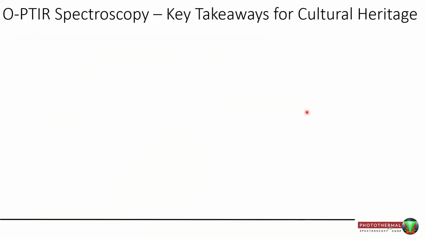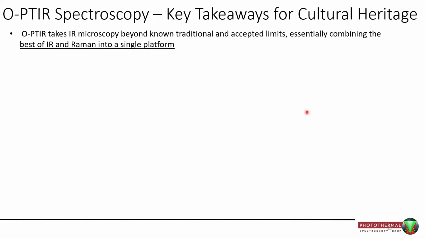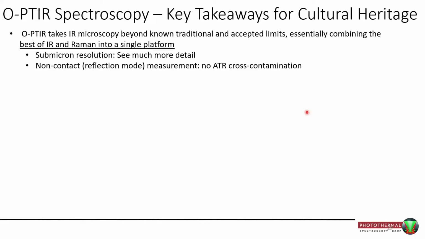So the takeaways I'd hope you can take out of this, for cultural heritage in particular, is that O-PTIR takes infrared microscopy well beyond what I've termed these accepted limitations. These techniques have been around for decades and we've grown accustomed to there being certain limitations. Well, that isn't the case anymore. Now we've combined infrared and Raman into a single platform. So with submicron resolution, you see a lot more detail.